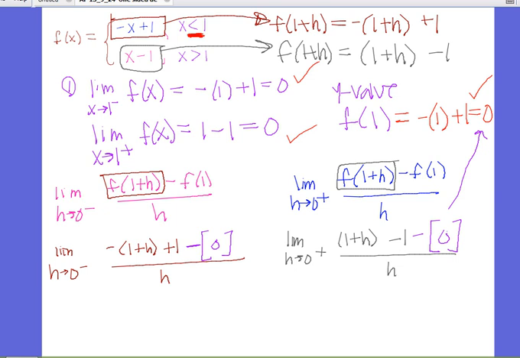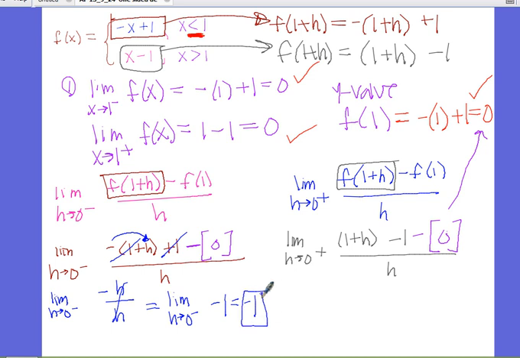So for this guy, we get negative 1 plus 1. Remember that I would also have to distribute the negative right there. So I actually am ending with the limit as h goes to 0 from the left of negative h over h. That simplifies to the limit as h goes to 0 from the left of negative 1, which is itself negative 1. So there's the slope coming in from the left side.